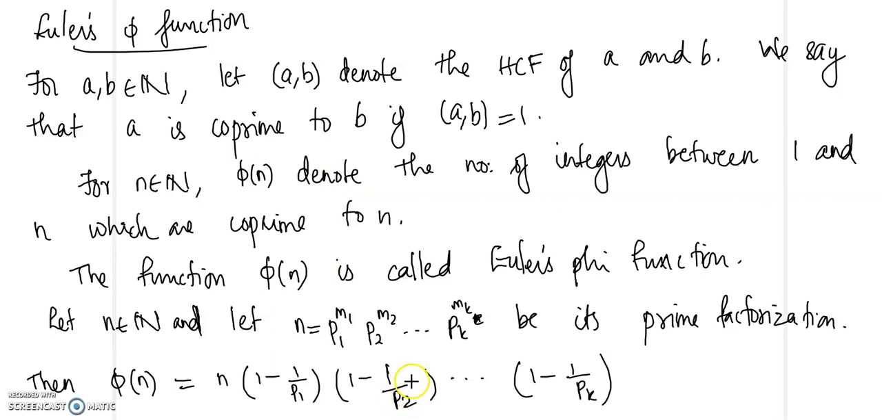Now we will be proving this result using the generalized principle of inclusion and exclusion. For that we will be defining a universal set and we will be defining the properties. Before that, for the proof of the theorem using the generalized principle of inclusion and exclusion, we will be using the following results.